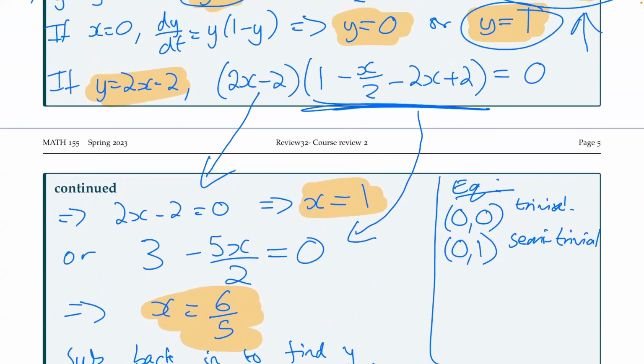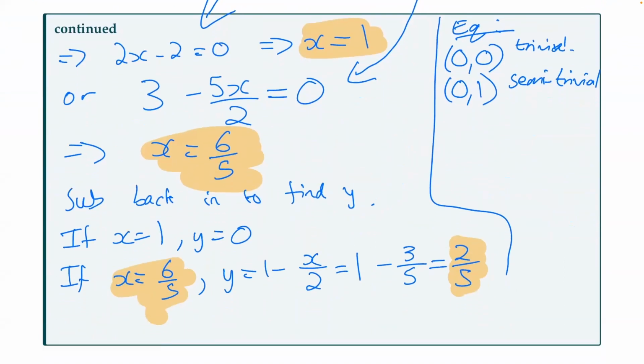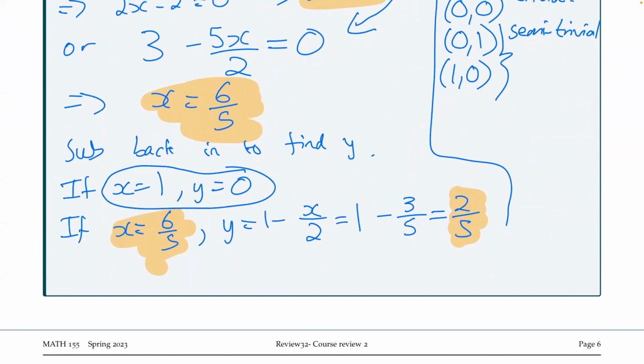Okay, what else did we find? We found out that if x is equal to 1, then y is equal to 0. This is also a semi-trivial equilibrium. And then the last one we had at the bottom, x is equal to 6 over 5, y is equal to 2 over 5. And this is referred to as our coexistence equilibrium. Now, just because it's called a coexistence equilibrium doesn't mean that these species can stably coexist.